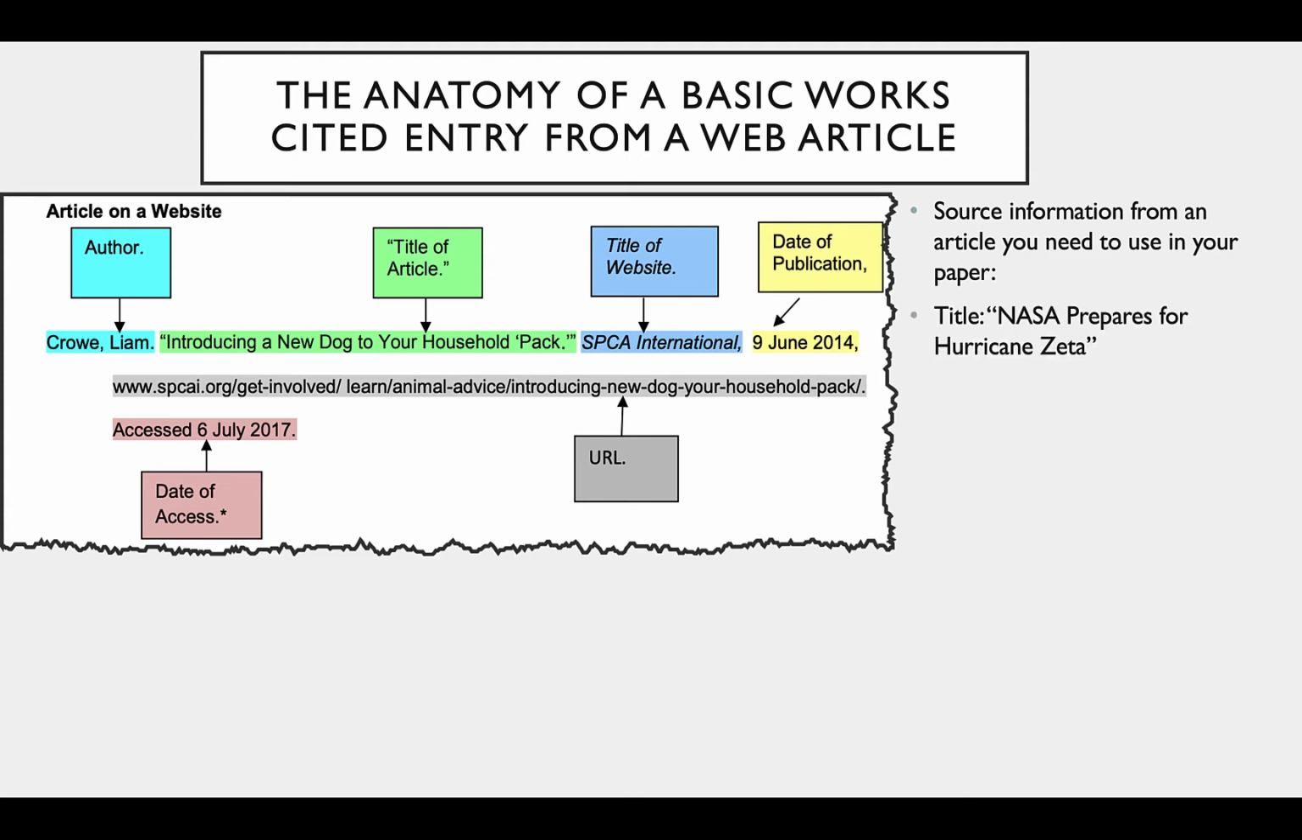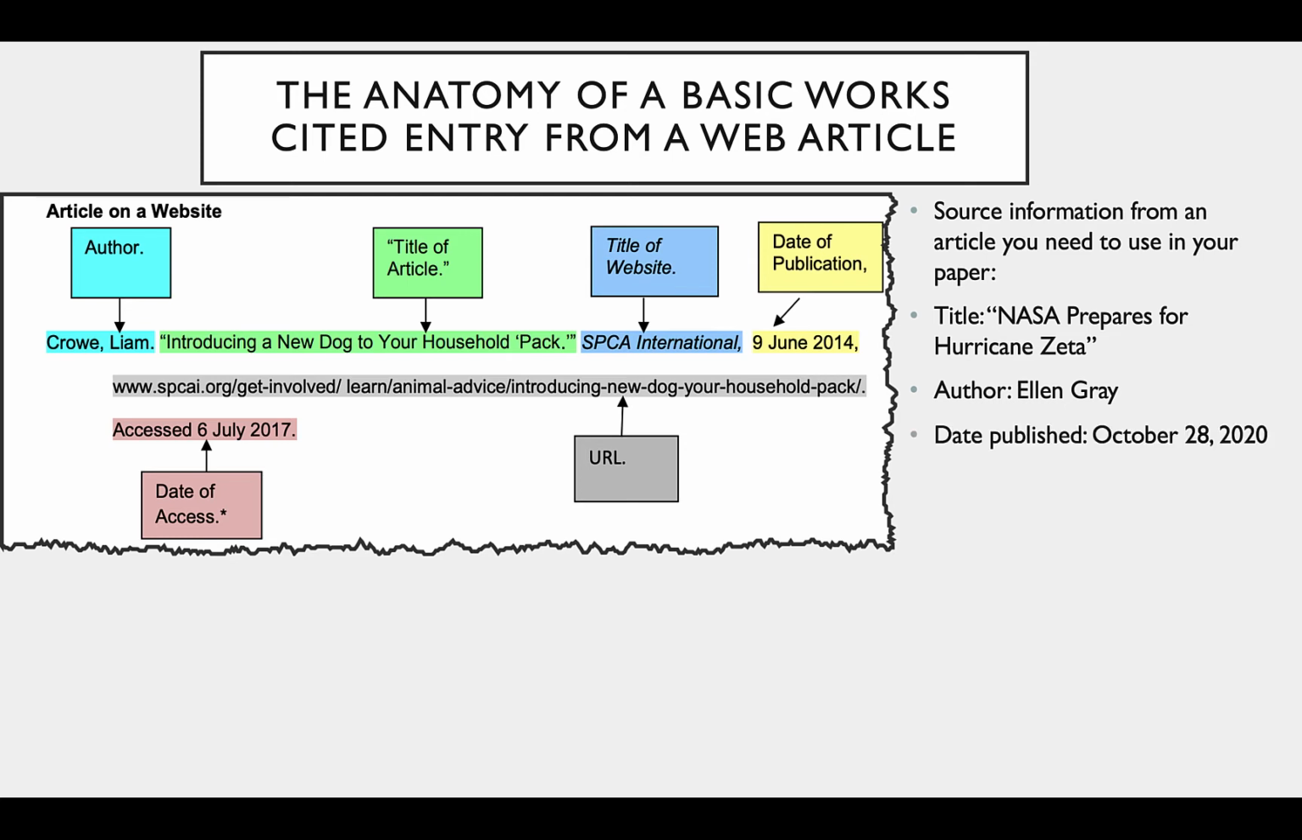First is the title, and this is not in the same order as you will cite it. I'm just making a list of the information. The title of this article is NASA Prepares for Hurricane Zeta. The author is Ellen Gray. Not every article from the web will have an author. Again, the internet is written by ghosts and angels who do not like to have names. Do not put anonymous if you can't find an author, and don't make one up. It either has one or it doesn't.